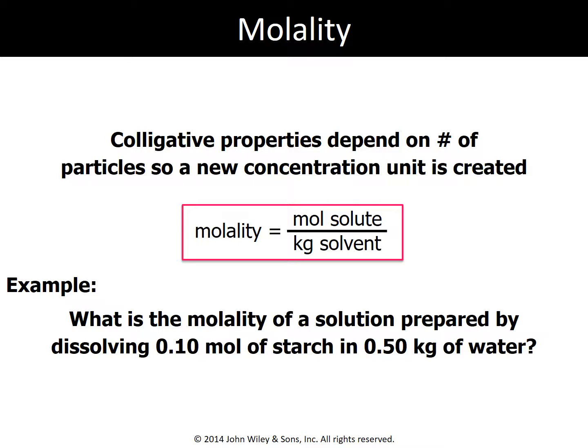So what is the molality of a solution prepared by dissolving 0.10 moles of starch in 0.5 kilograms of water? It's going to be an easy setup ratio. Just take our moles and divide them by our kilograms, giving us 0.2 molal, or molality. Okay, and notice here we have our little italicized m as our unit.